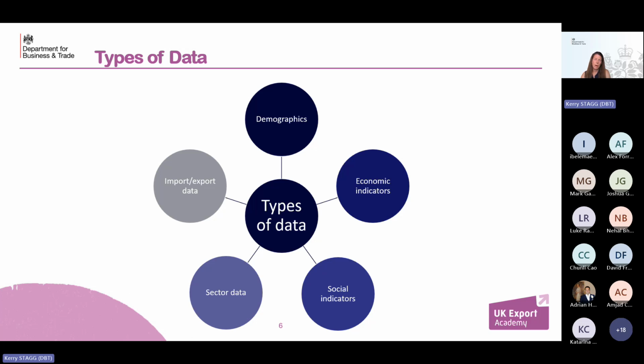So what sort of data might we use then? Well, generally, the data fits into these categories. So we might want to look at demographics such as population size, whether it's an aging population, what the birth rates are, whether it's urban versus rural, all sorts of things like that might lend itself to that country being the right kind of demographic and target market for you.